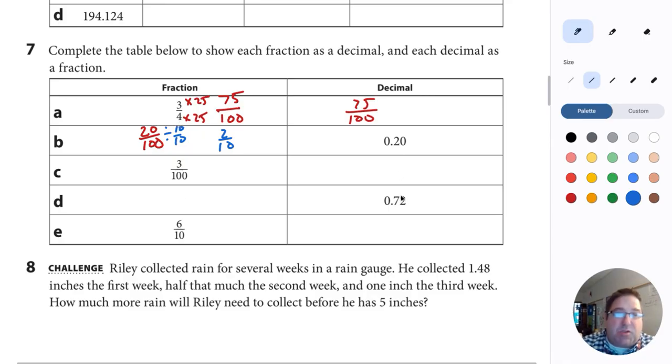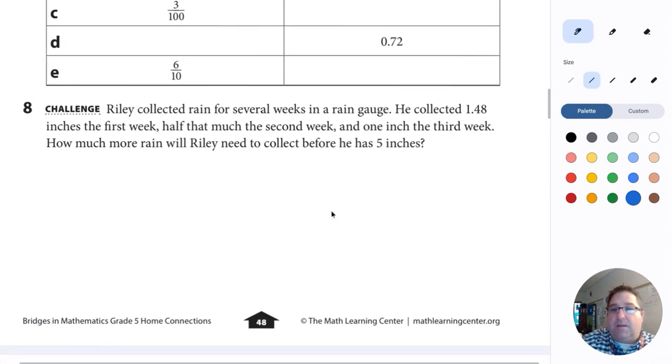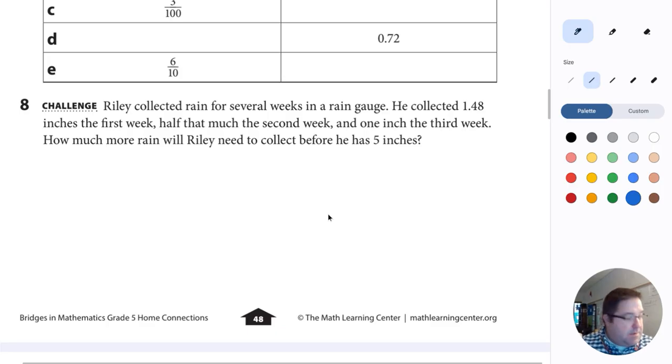And then this is 72 hundredths. Again, just understanding what those numbers mean. All right, number 8. Let's see.